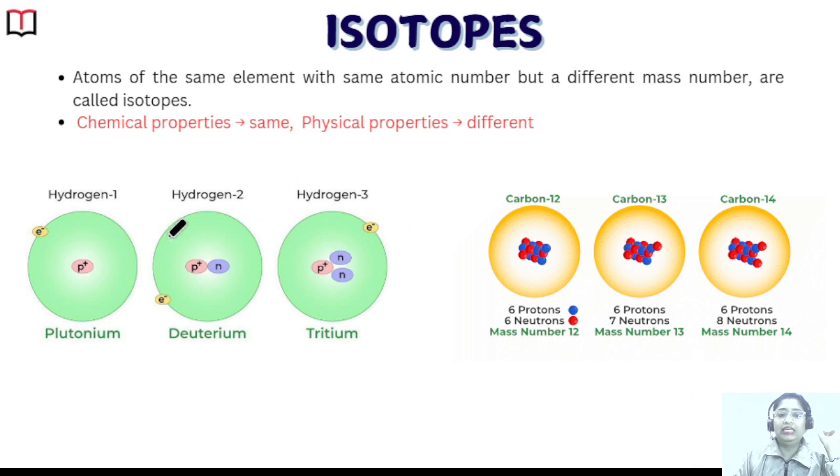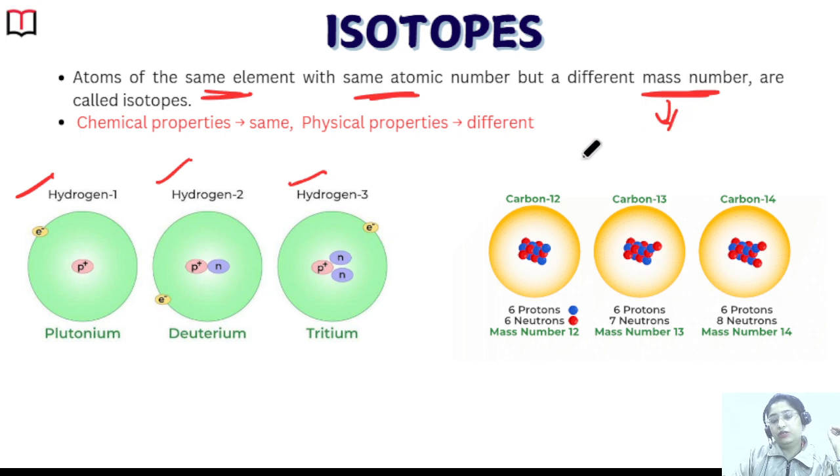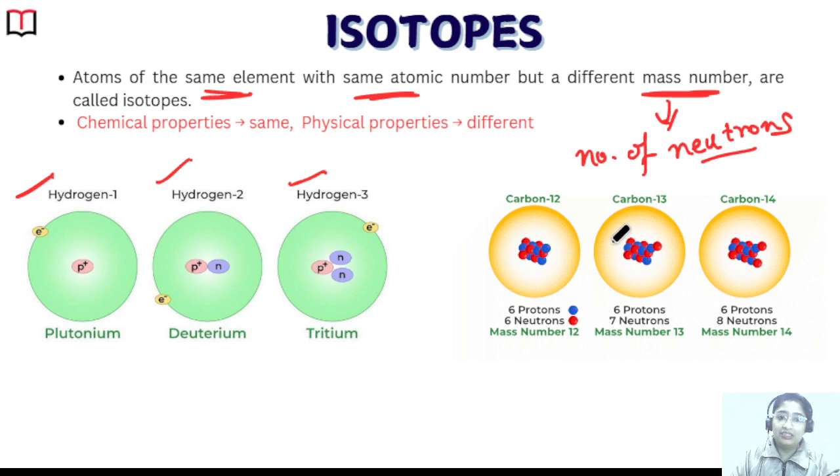So basically, if I have hydrogen, you have hydrogen, and somebody else has hydrogen, it can have different mass. Isotopes are the same element with the same atomic number, but different mass numbers. Why are the mass numbers different? Because the number of neutrons is different. That's why the mass number is different.